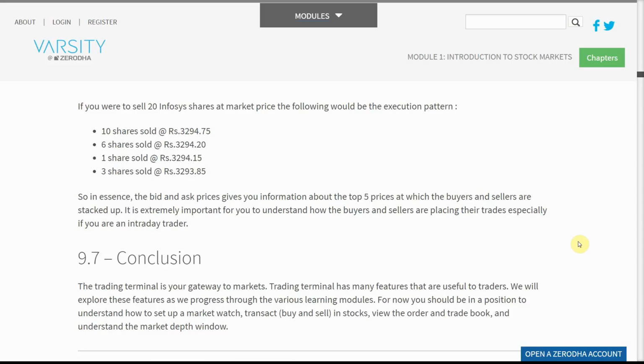So in essence, the bid and ask prices give you information about the top 5 prices at which the buyers and sellers are stacked up. It is extremely important for you to understand how the buyers and sellers are placing their trades, especially if you are an intraday trader.